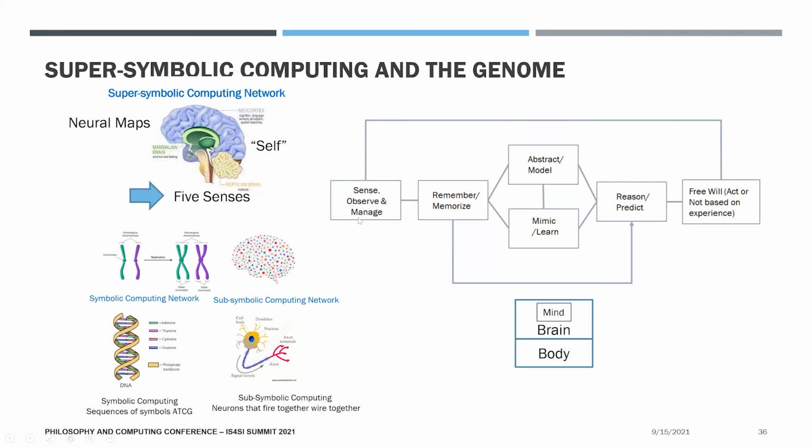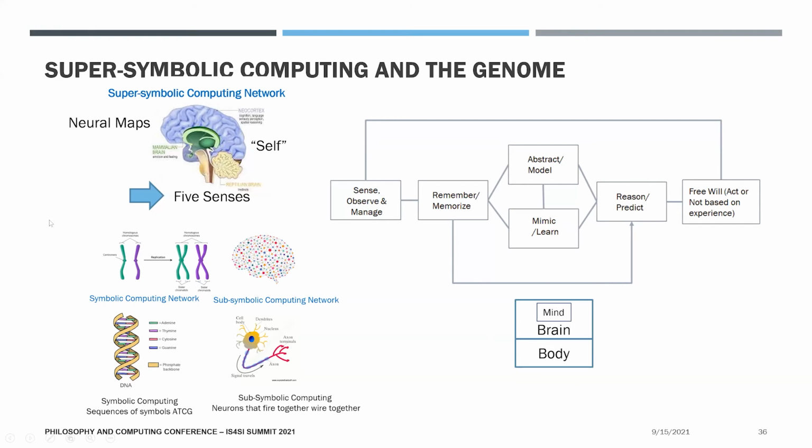If you look at this, sense, observe, and manage is the data and information that is coming in, and that goes into remember and memorize, and that goes into either mimic and learn, or abstract and model, and reason and predict. Then, based on the predictions, you take action. This is where free will comes in, and you make a decision to act on your recommendation or not. So this is the mind-brain-body model.